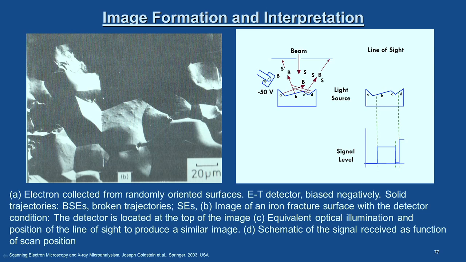What is that? This is the ET detector, which is negatively biased, and this is the pole piece. The electron beam is coming onto this fracture surface, and then you get signals like BSE as well as SE coming out of this, and something is getting collected.